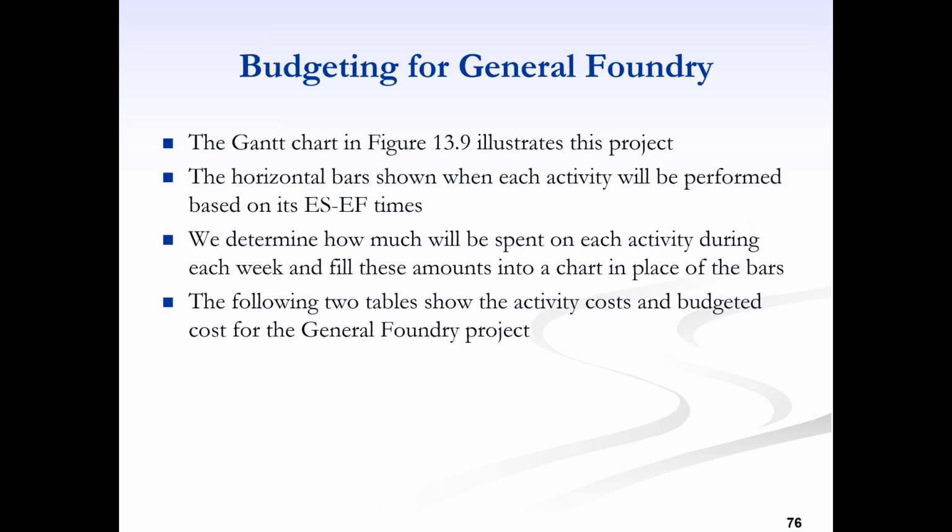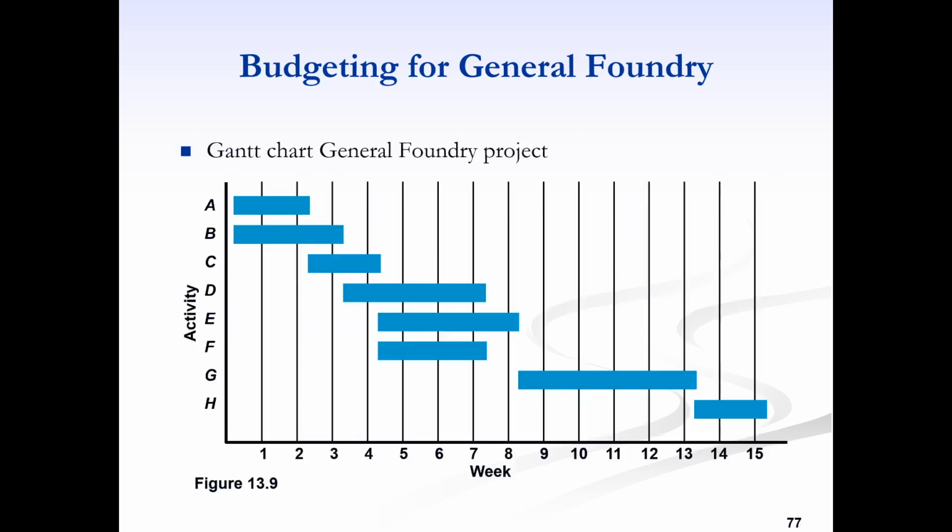For monitoring and controlling the project, we will be using a Gantt chart. Remember that it is basically a bar chart, so instead of putting the bar, we can put the cost there. Here are the two tables. Okay, this is the Gantt chart for the foundry example we have seen earlier.